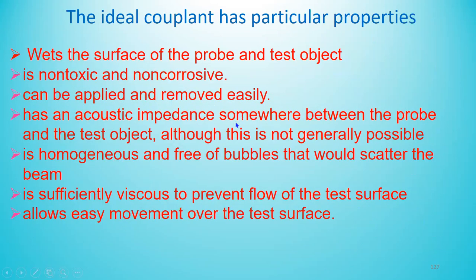Couplant. An ideal couplant has particular properties. It wets the surface of the probe. It is non-toxic, non-corrosive, can be applied and removed easily, has an acoustic impedance somewhere between the probe and the test object, although this is not generally possible. It is homogeneous and free of bubbles that would scatter the beam. It is sufficiently viscous to prevent flow off the test surface, yet allows easy movement over it.